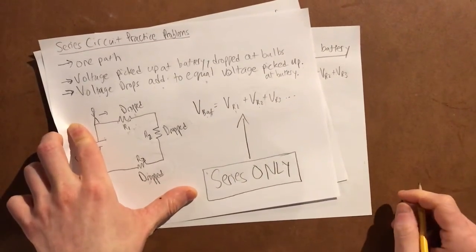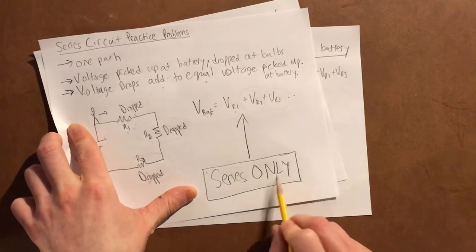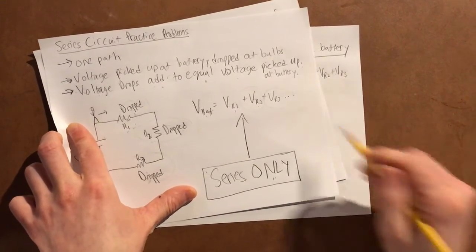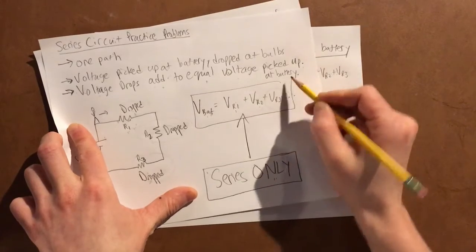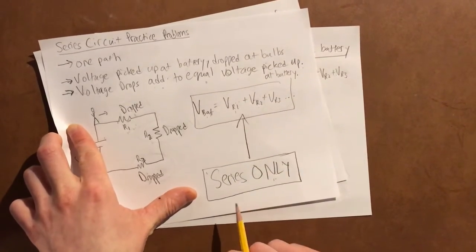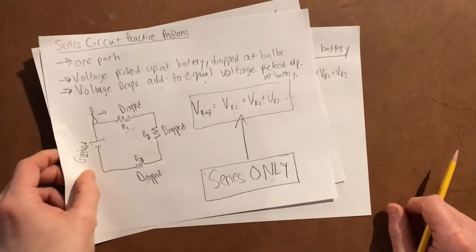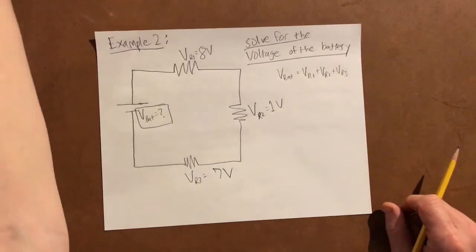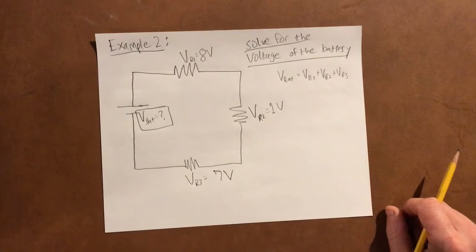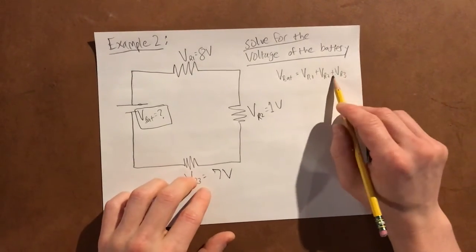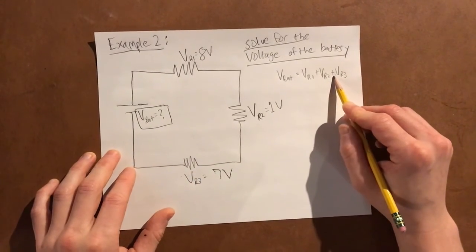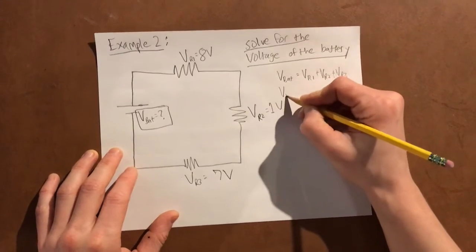You've studied parallel circuits a little bit. That's for series only. Why don't you go back and say that adding up the voltages dropped to get the battery's voltage is for series only. Make a note of that. Anyway, we're going to copy that formula here, and we're going to solve for the voltage of the battery.